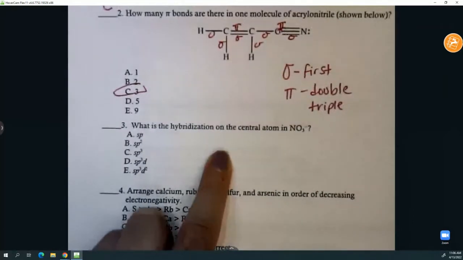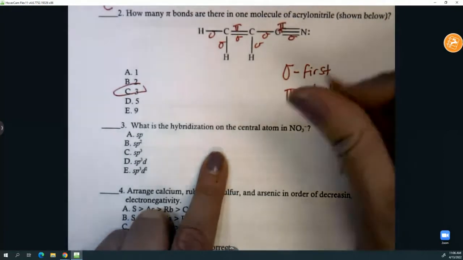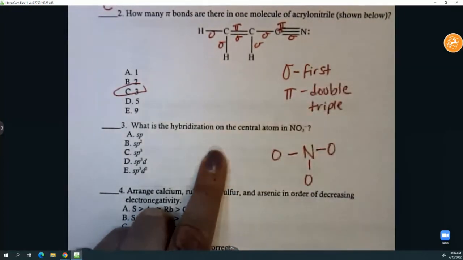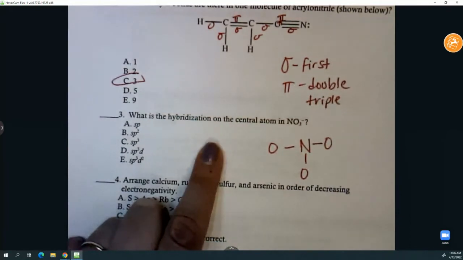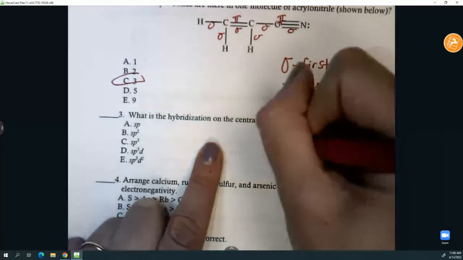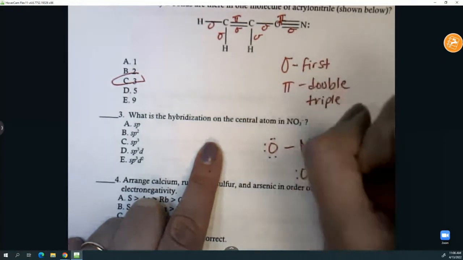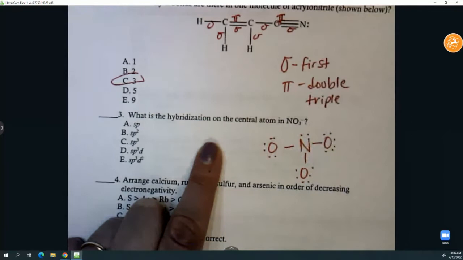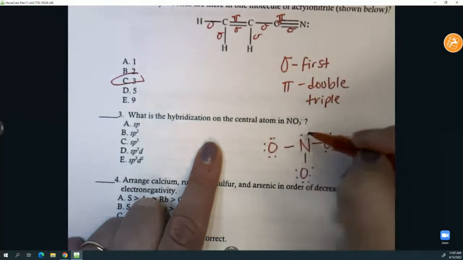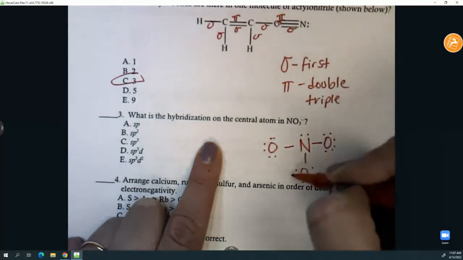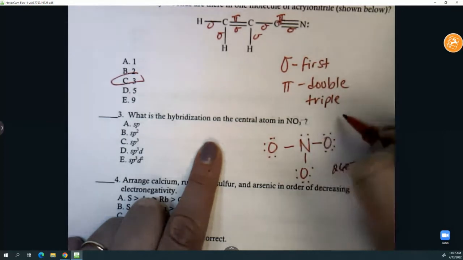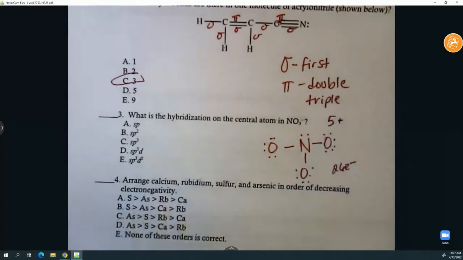What is the hybridization on the central atom of NO3-? In order to know hybridization, I really need to have a Lewis structure. So starting with the nitrogen in the middle, attaching all 3 oxygens with single bonds, complete the octet on everything. Count up my electrons: 2, 4, 6, 8, 10, 12, 14, 16, 18, 20, 22, 24, 26. How many should I have? I should have 5 from the nitrogen.